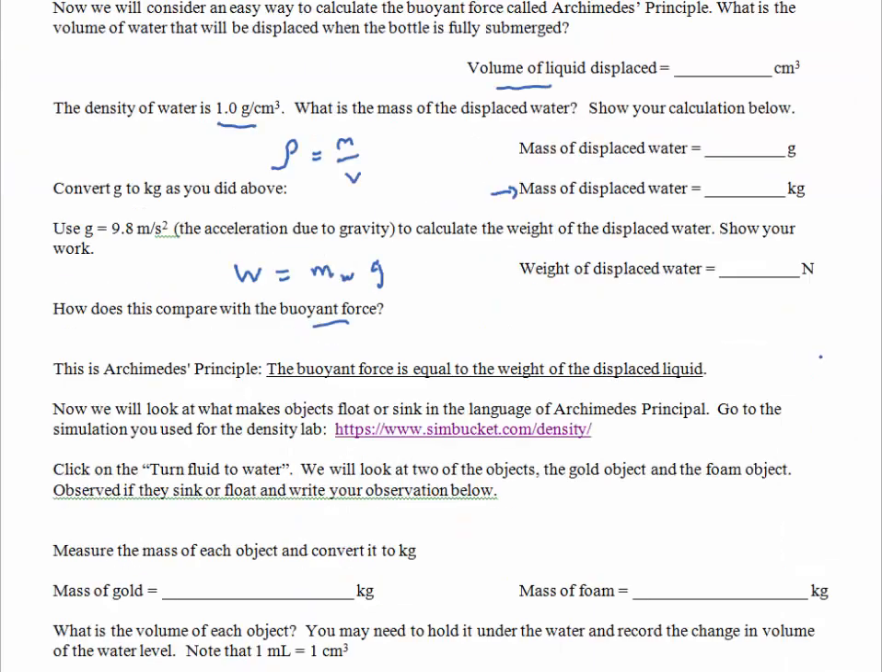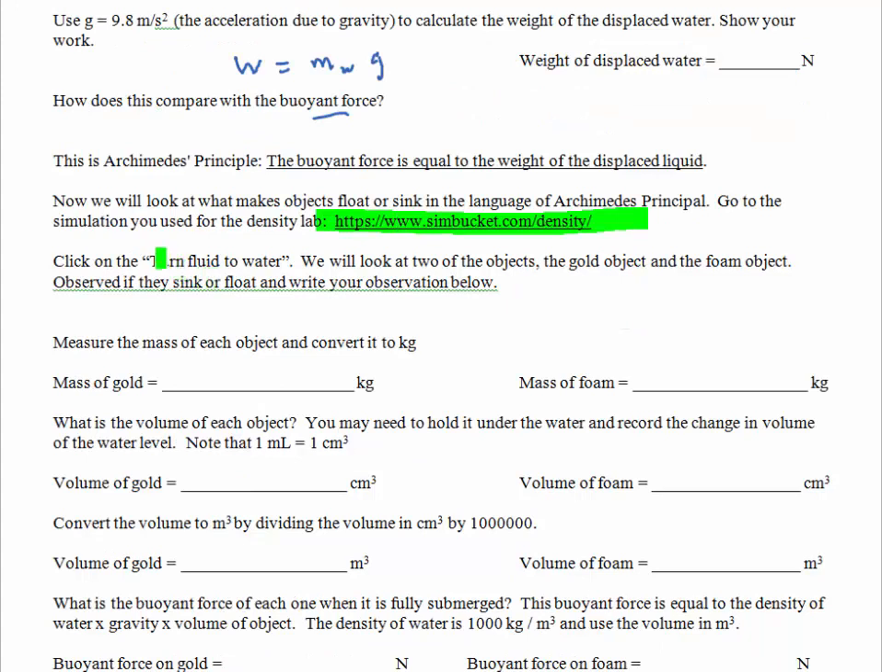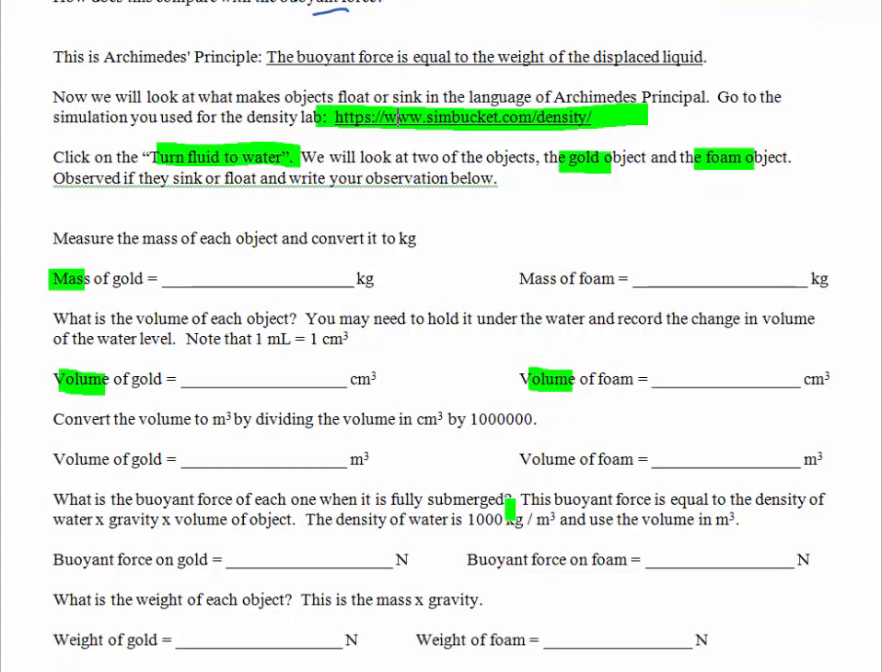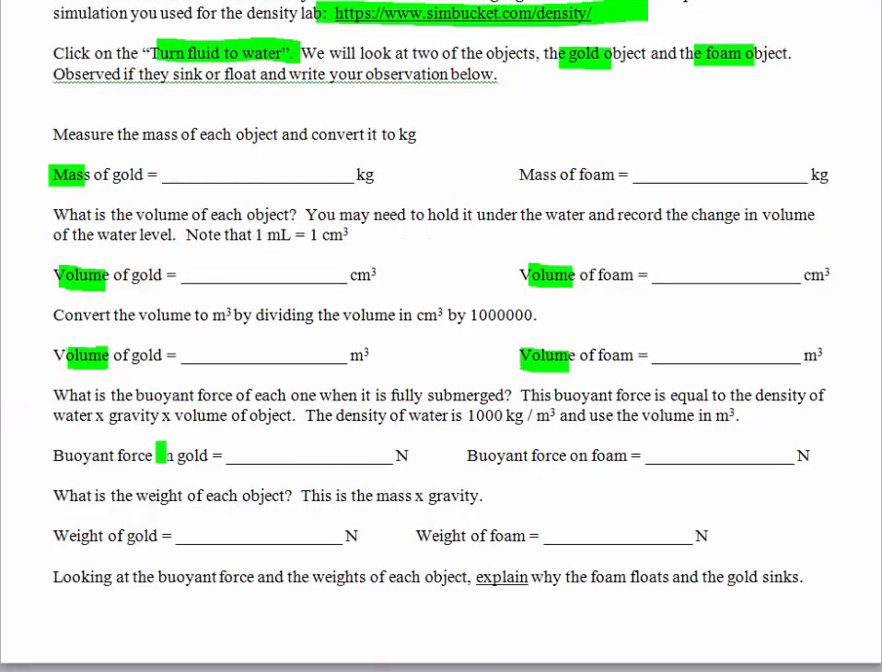Now once you're done with that part of the lab, we're going to think about what makes things float or sink a little bit. So we're going to go back to our good friend Sim Bucket, and we're going to turn the fluid to water, and take a look at two objects, a gold one and a foam one. The gold one's probably going to sink, the foam one's probably going to float. I have you measure the mass of each of them, and also the volume of each of them, and then convert the volume into cubic meters.